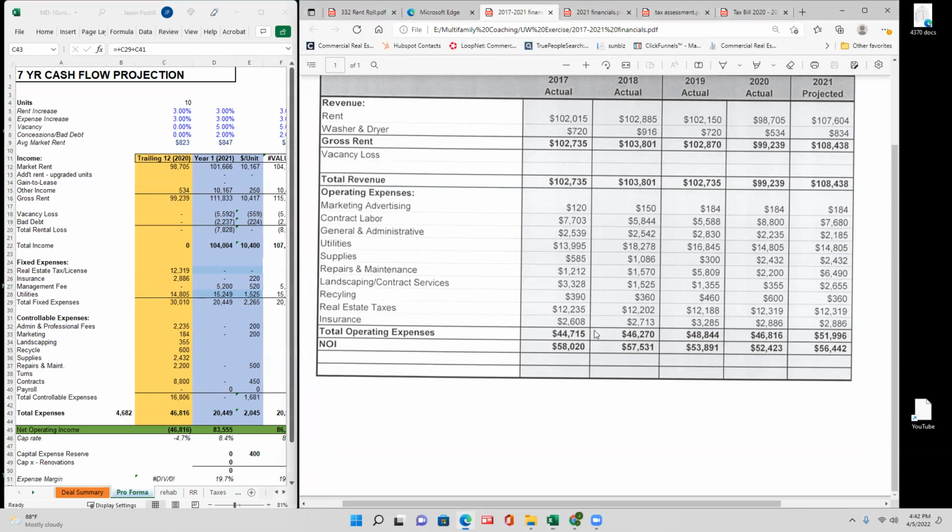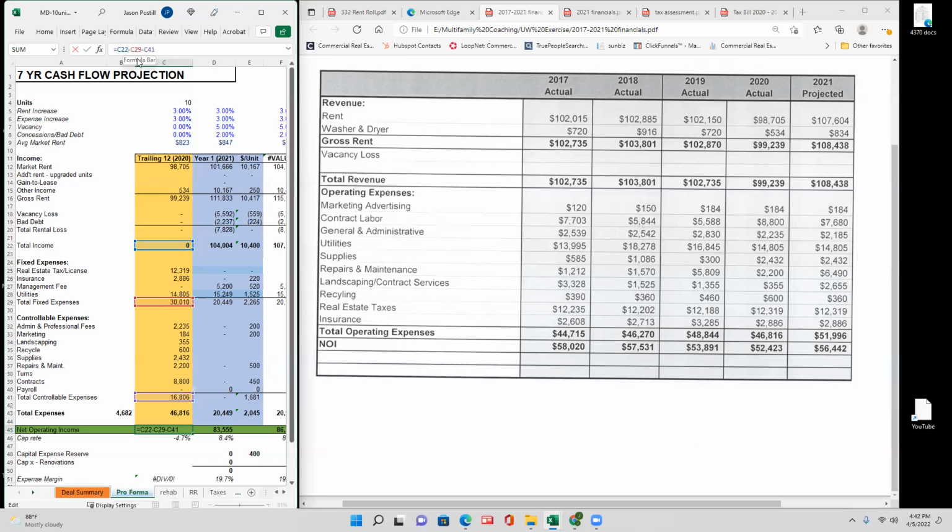All right. So now, see, this formula is jacked up because what it really should be, the cap rate, see, these values are off. It should be C16 minus C29 minus C41. So that should be it.